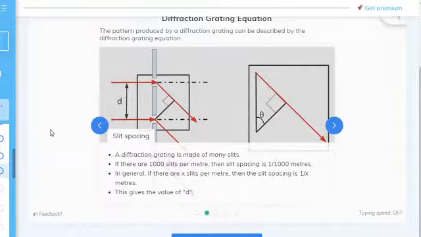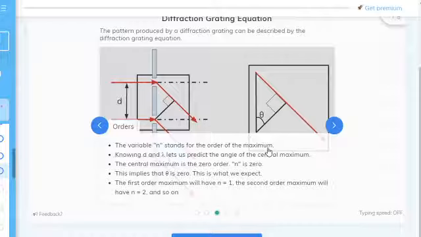So, slit spacing. A diffraction grating is made up of many slits. If there are 1,000 slits per meter, then the slit spacing is 1 over 1,000 meters. In general, if there are x slits per meter, then the slit spacing is 1 over x meters. That would give the value of the distance d.